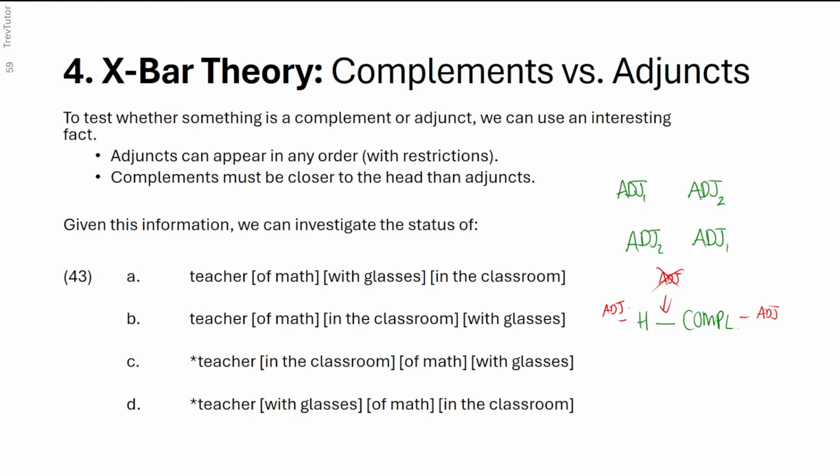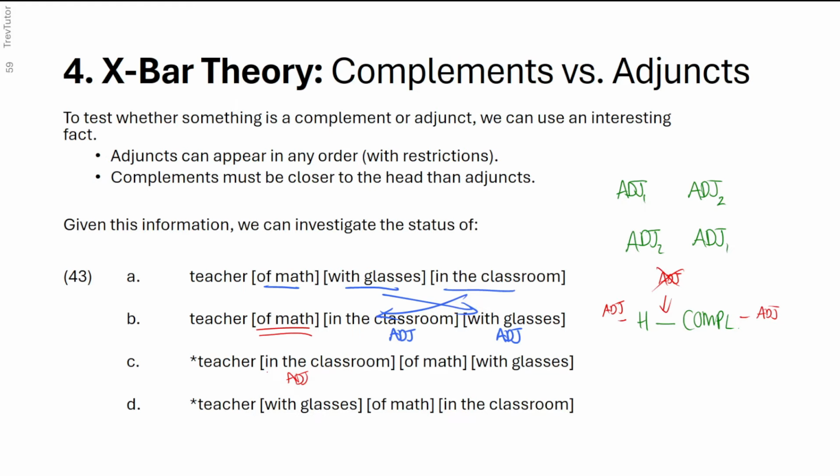So if we think about "teacher of math with glasses in the classroom," we want to figure out what each of these are, and we can do some reordering. The first reordering we see is that we can say "teacher of math in the classroom with glasses." So these can swap positions, which tells us that "in the classroom" and "with glasses" are going to be adjuncts. But what about "of math"? Well, if we try to move "of math" further down, so we put "in the classroom" first, this doesn't really sound great. "Teacher in the classroom of math with glasses."